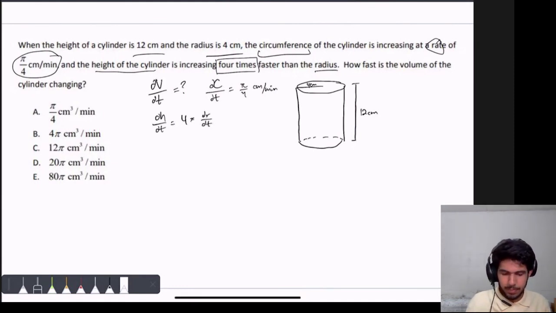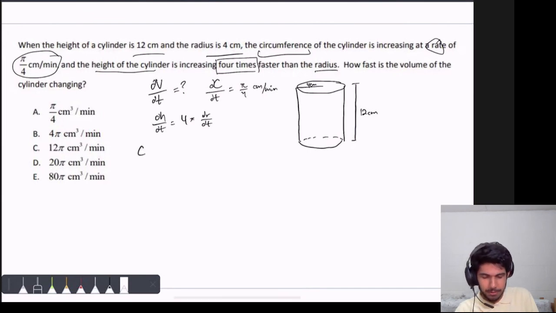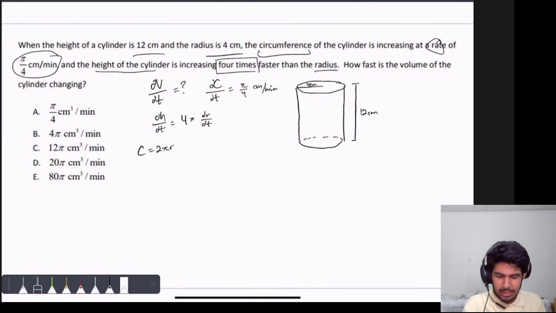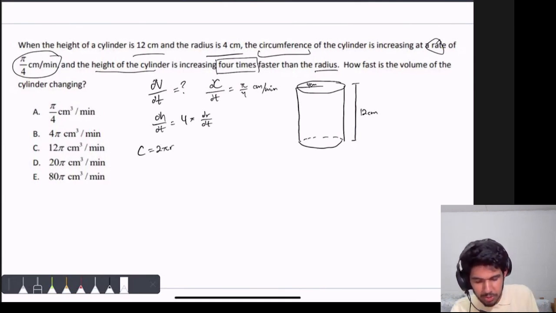Okay. So now we want an equation that takes care of, well, a lot of things. We have volume, circumference, radius, and height. So let's deal with the circumference first, right? So circumference equals 2 pi r. And we have dc dt and dr dt kind of. But let's just see what happens when we differentiate both sides with respect to t.